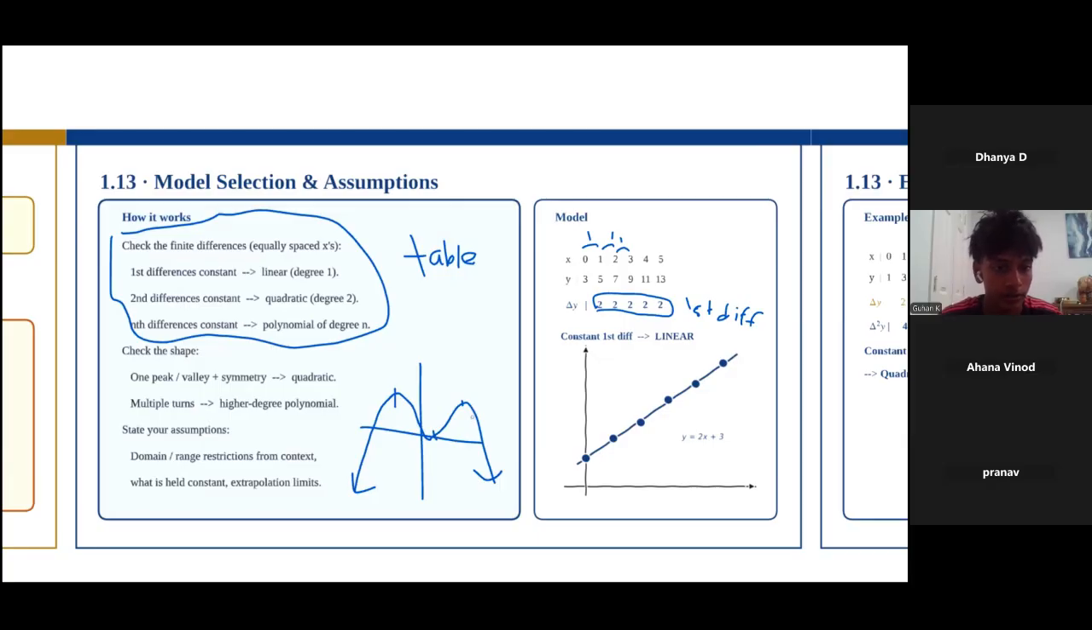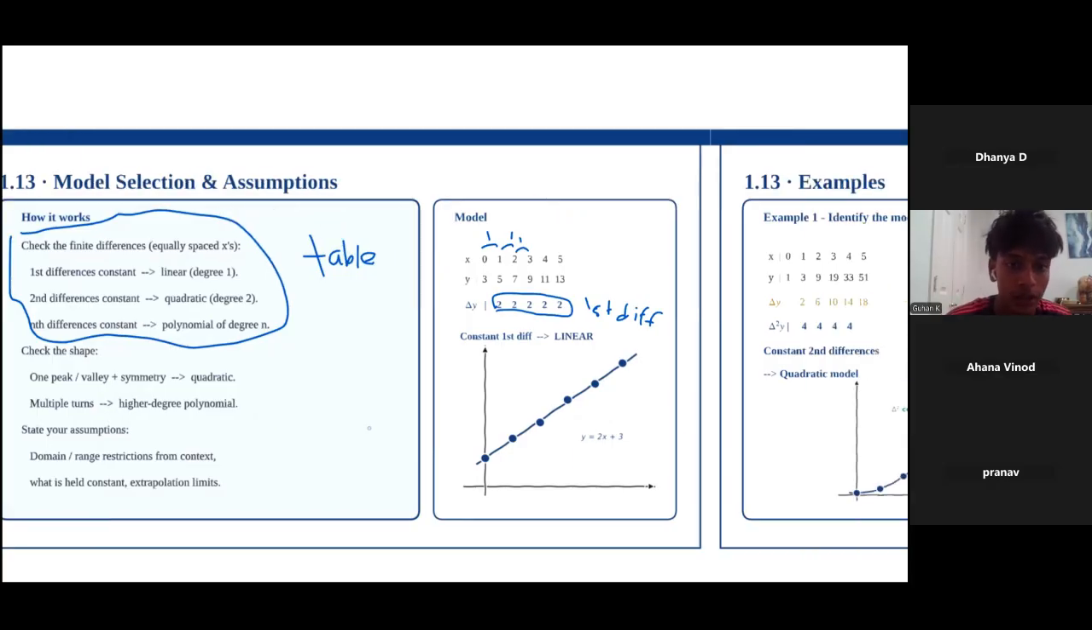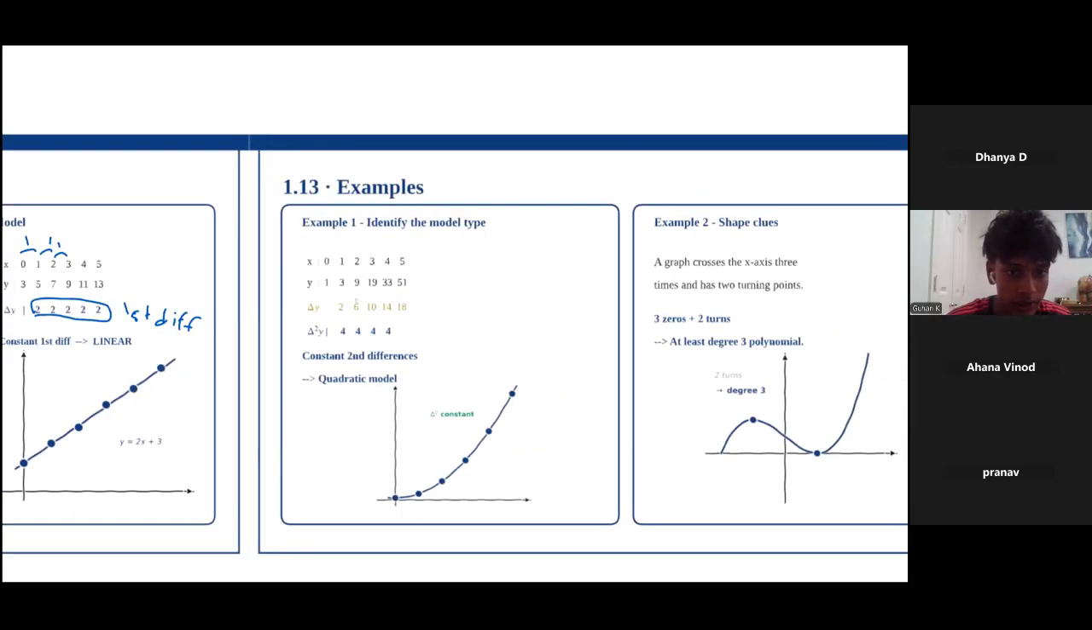And then lastly, we have to state our assumptions, which are domain and range restrictions from the context, what stays the same, and what the limits are. I'll show you guys that with some examples. So here's this table, right? I'm going to scratch this out for now.